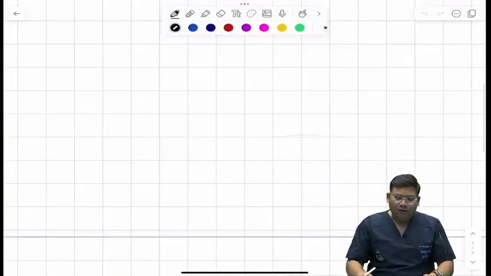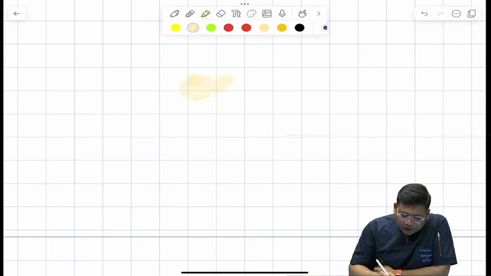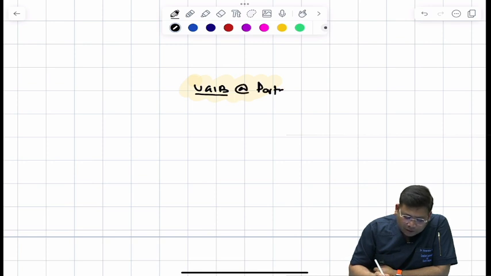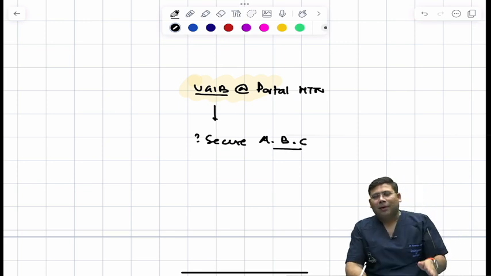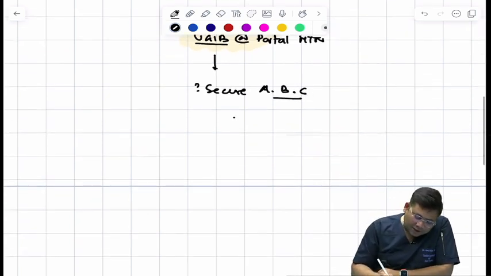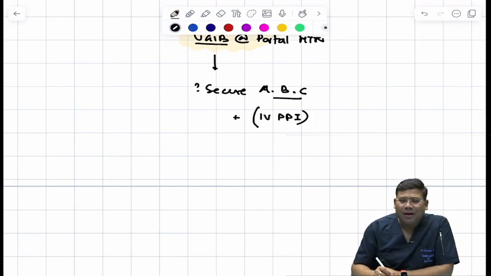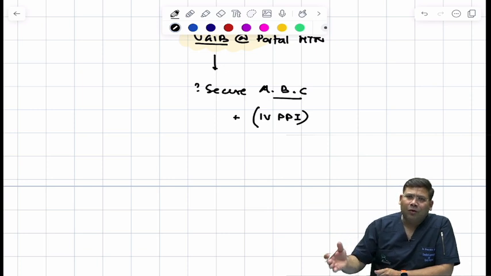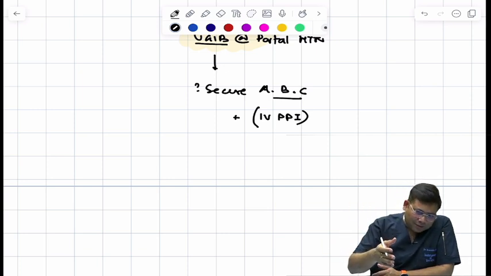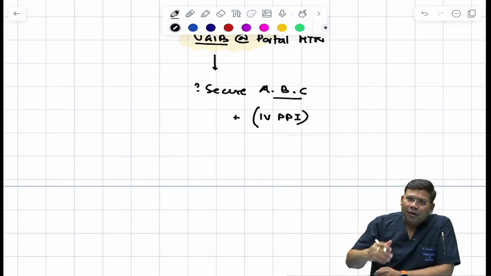Just in a nutshell, we shall be seeing this thing. A patient presents to you with upper GI bleed due to portal hypertension. The very first thing that you have to do is secure ABC: airway, breathing, circulation. This has to be secured first. The very next thing, along with that, you have to give IV PPIs. Why IV PPIs? Because they will reduce the chances of gastritis induced recurrent bleeds.